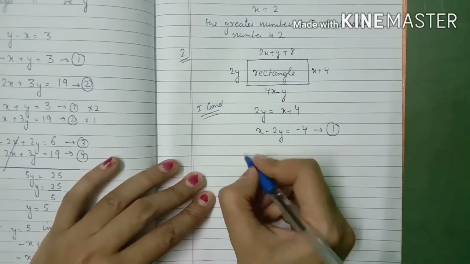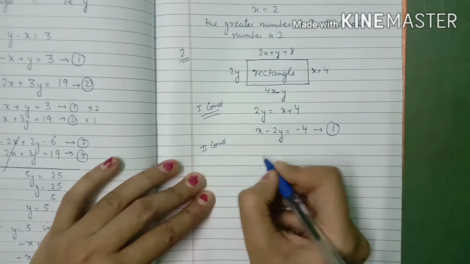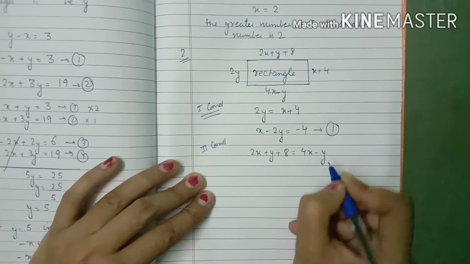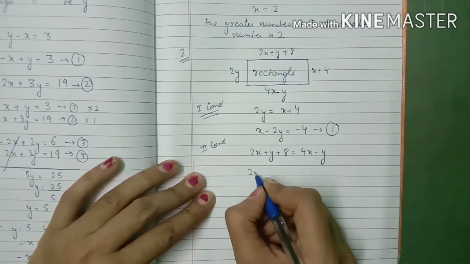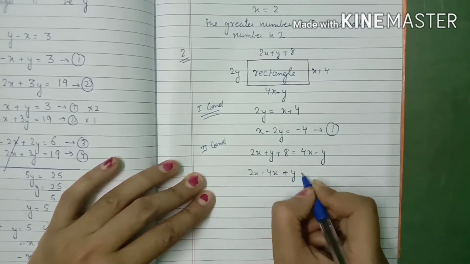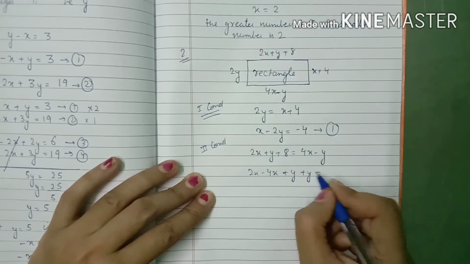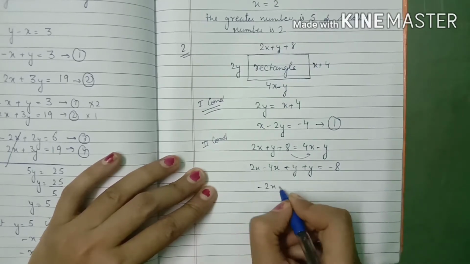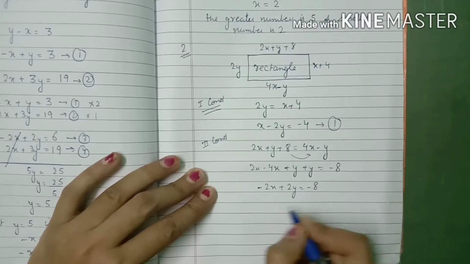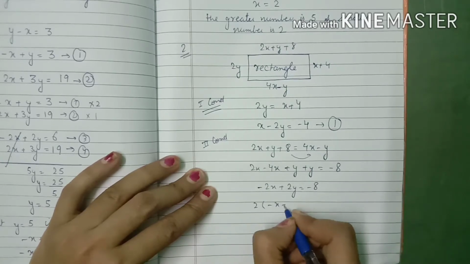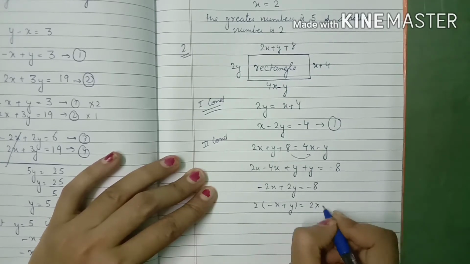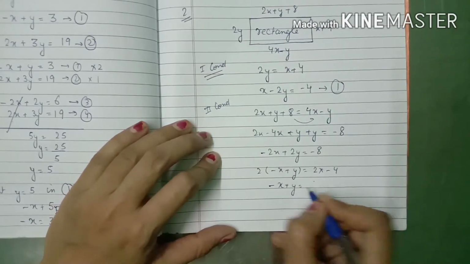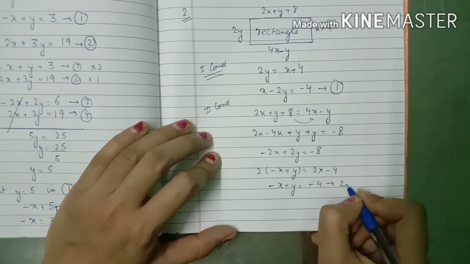Equate these two sides. So the second becomes 2x plus y plus 8 is equal to 4x minus y. Now take x and y terms on one side: 2x minus 4x plus y, because it is minus over here, is equal to minus 8. Now here it becomes minus 2x plus 2y is equal to minus 8. Take 2 common: minus x plus y is equal to 2 into minus 4. Eliminate 2 from both sides. Minus x plus y is equal to minus 4, equation number 2.